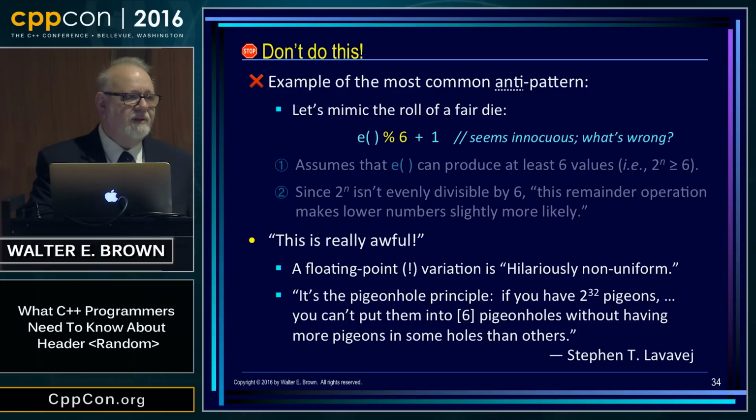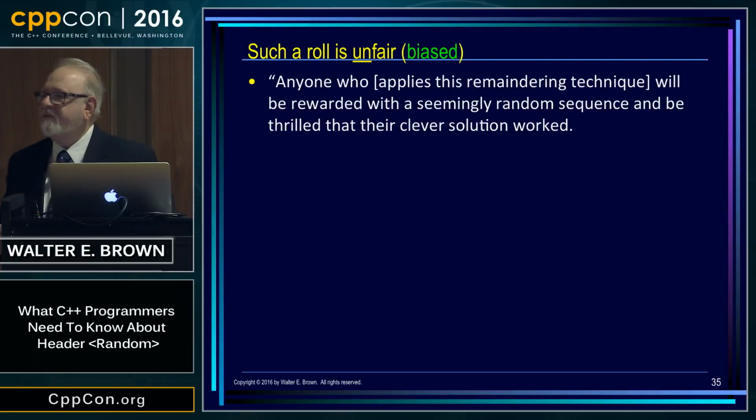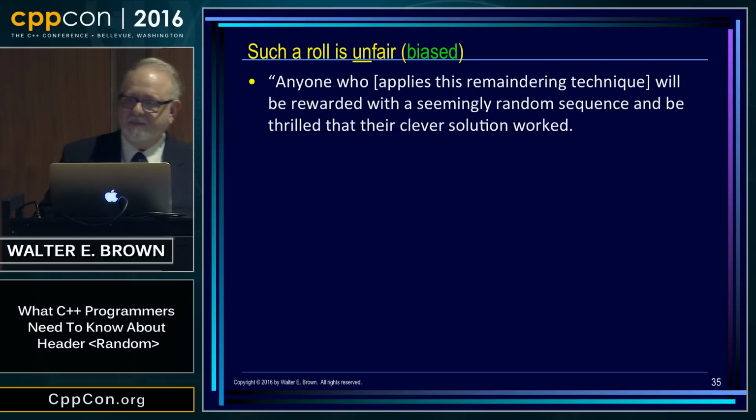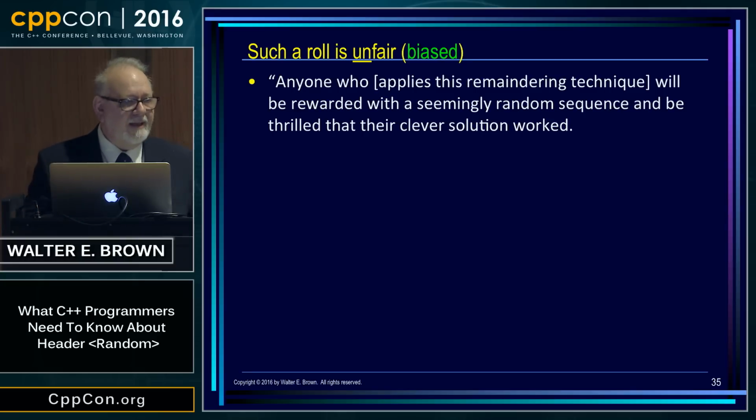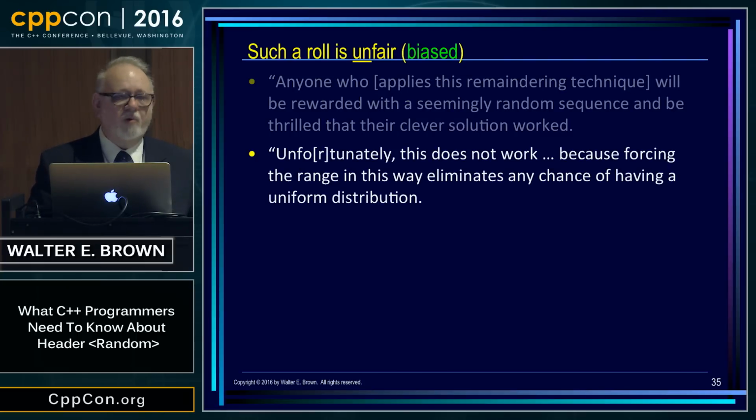So, don't do this. One of the problems, though, is that it seems to work. Remember one of the early things I said? It's hard to recognize when you do or don't have randomness. If somebody does this, and it's been done thousands of times in the last 50 years, they're going to be rewarded with something that looks random, and they're going to be incredibly excited that their clever solution really worked. But it doesn't work.